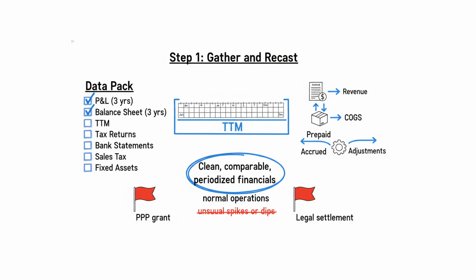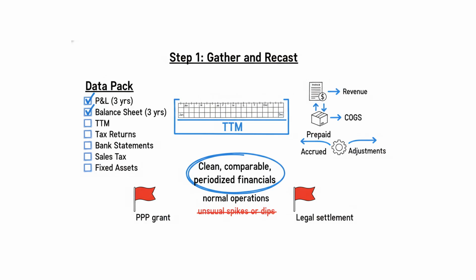Match revenues with the period services were delivered, adjust inventory changes into cost of goods sold, and align prepaid and accrued expenses. Note revenue mix by product, channel, and customer segment. This informs risk later. Create a simple TTM schedule so you're not anchored on a stale year.